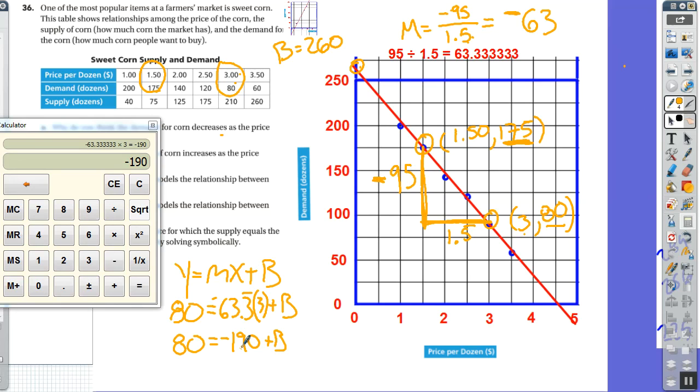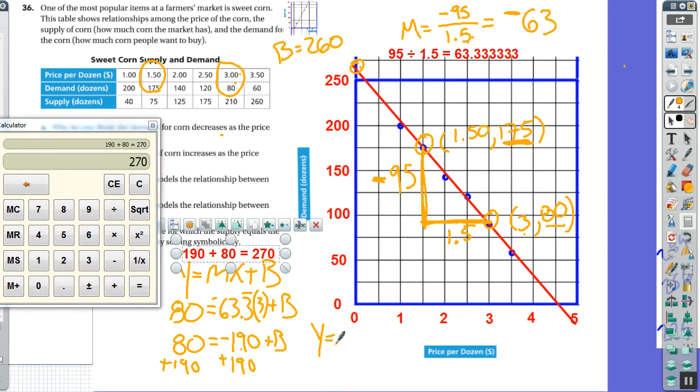Well, what's the opposite of subtracting 190? Adding 190. And so we have 190 plus 80 is equal to 270. And I'm reasonably close with that estimate, but not exact. So let's take this value for my b value. So our final equation is going to be y is equal to negative 63x plus 270.